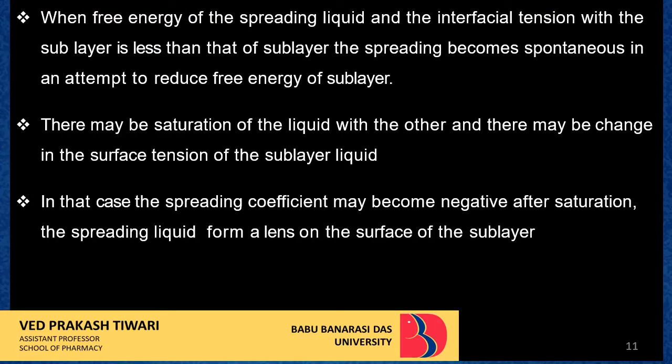Now here are some basic points. When the free energy of a spreading liquid and the interfacial tension with the sublayer is less than that of the sublayer, the spreading becomes spontaneous in an attempt to reduce the free energy of the sublayer. There may be saturation of the liquid with the other, and there may be a change in surface tension of the sublayer liquid. In case the spreading coefficient becomes negative after saturation, the spreading liquid forms a lens on the surface of the sublayer.